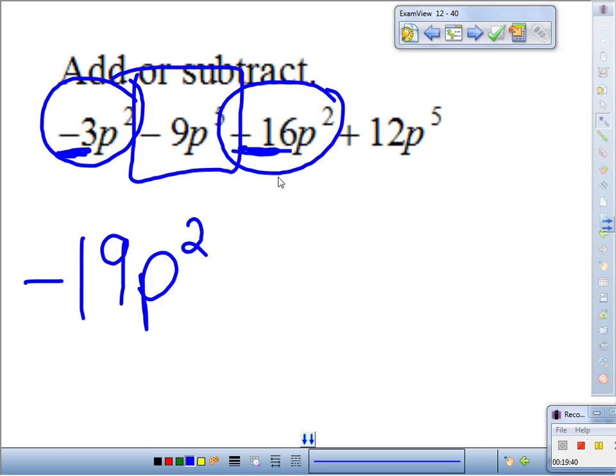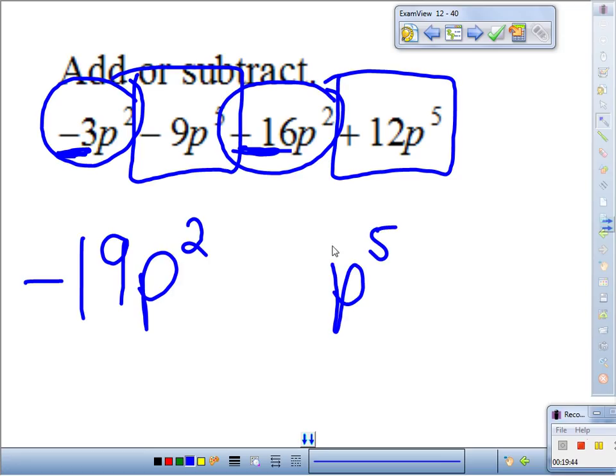Let's go to the next one. P to the fifth. Is there another p to the fifth? Yes. So I write p to the fifth. I only combine the coefficients. What is negative 9 plus 12? Positive 3. At this point, are these the same kind of terms? No, even though they have the same variable, look at the exponent. Is this the fifth? No, only this one, so we can't combine.